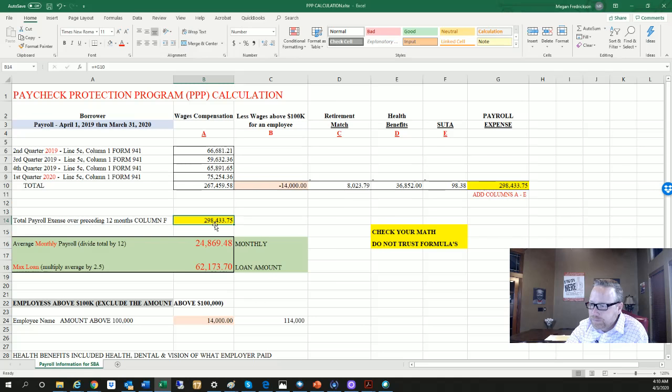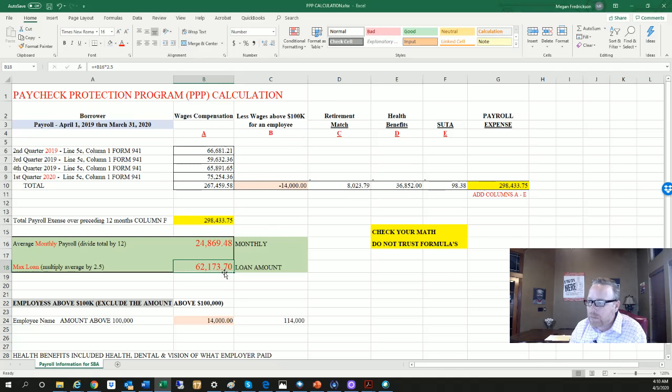Carry down. So that's your total for the 12 months. And then divide it by 12, so that's the amount per month on average based on the last 12 months. And you get a factor of 2.5, so take that times 2.5. And it's 62,173.70. Didn't seem like it was enough, but that's because I'm tired.